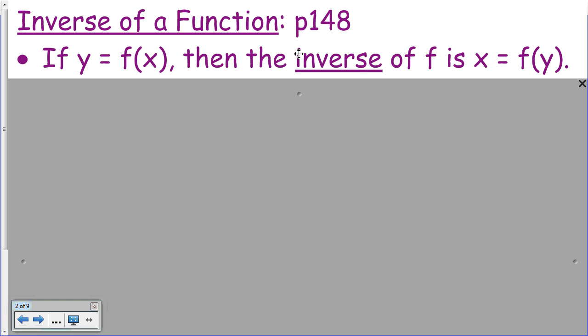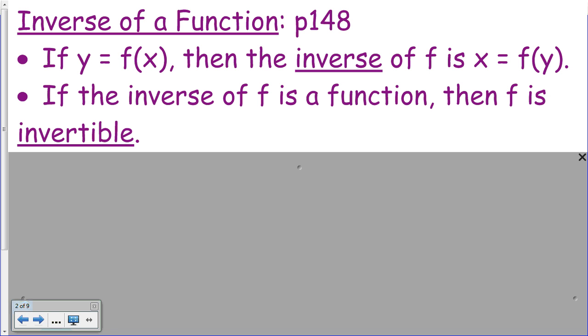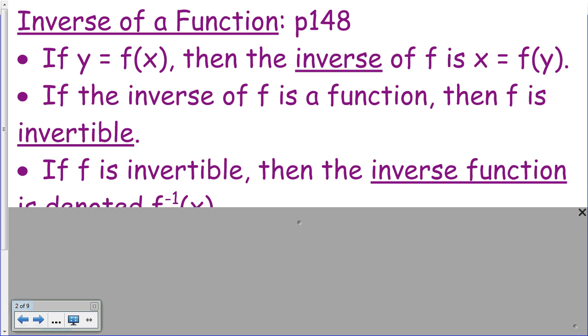The first thing is that if y is equal to f of x, then the inverse of f is x equals f of y. In other words, the way that you find the inverse of a function is you swap x and y, and then generally speaking, we solve that for y if it's possible. The second thing is another definition really for us. If the inverse of f is a function itself, then f is said to be invertible. So a function is invertible if its inverse is also a function.